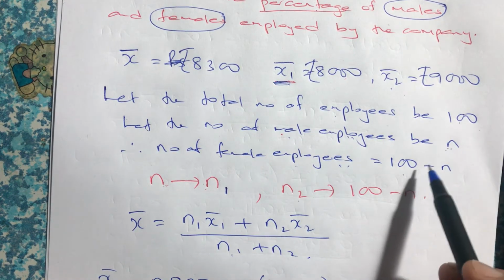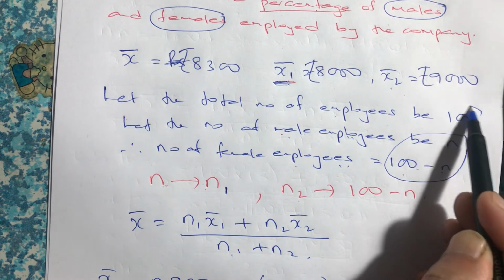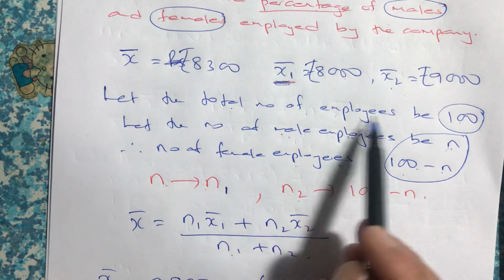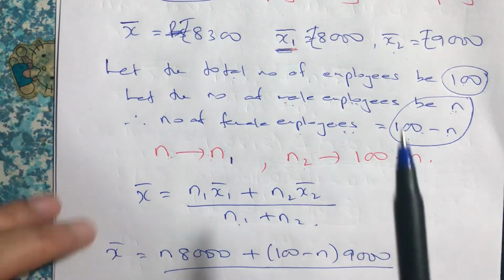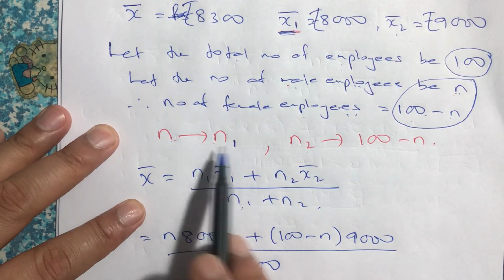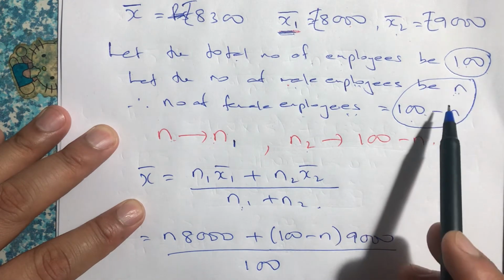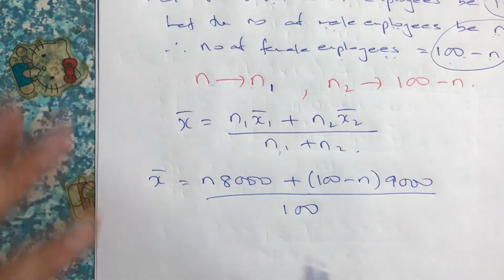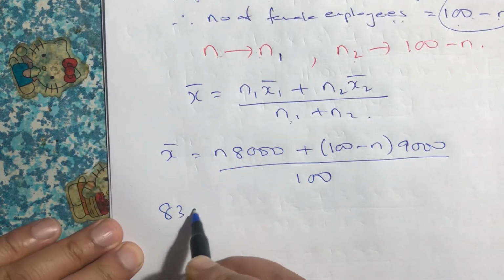Rather than writing n plus 100 minus n, we can take these two total to be how much? Total to be 100, because the total number of employees is 100, and n1 and n2 mean male and female employees together, so we can write it as 100. And x bar is already written as A300, so we have A300.